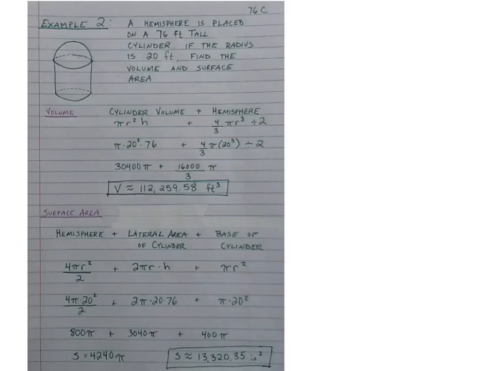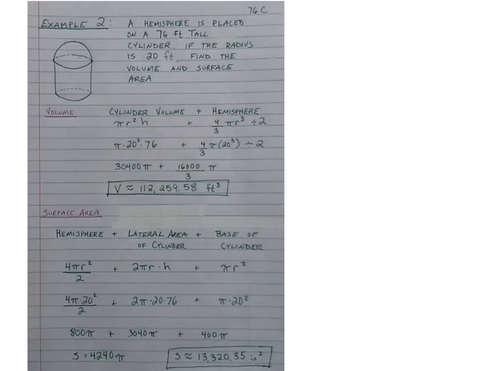And then the volume of the hemisphere is going to be a sphere cut in half. So 4/3 pi r cubed divided by 2. And if we simplify all of that out, we get a volume of approximately 112,259.58 feet cubed.